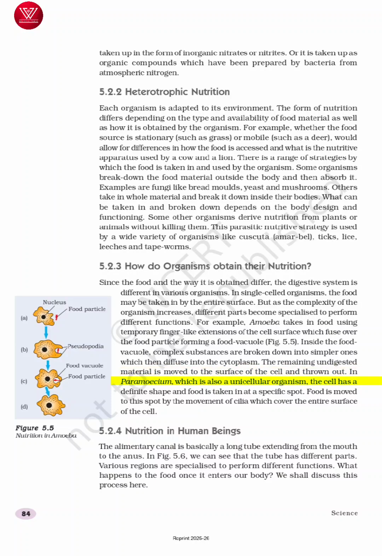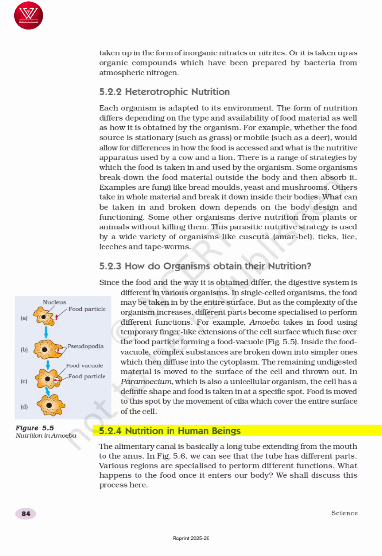In paramecium, which is also a unicellular organism, the cell has a definite shape and food is taken in at a specific spot. Food is moved to this spot by the movement of cilia which cover the entire surface of the cell.